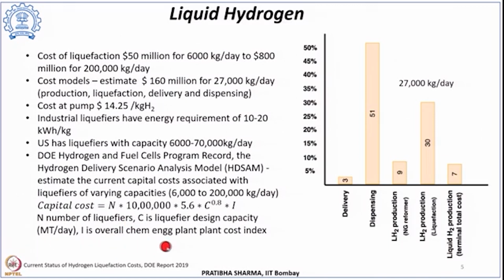I is the overall chemical engineering plant cost index. If we see the cost breakup for hydrogen liquefaction, considering a plant of capacity 27,000 kg per day, the major cost is dispensing, 51% of the cost. For production cost, a certain percentage is for the reformer, 9%. Another major contributor is hydrogen liquefaction, 30% of the cost. Then the terminal cost is 7% and finally delivery cost is 3%.